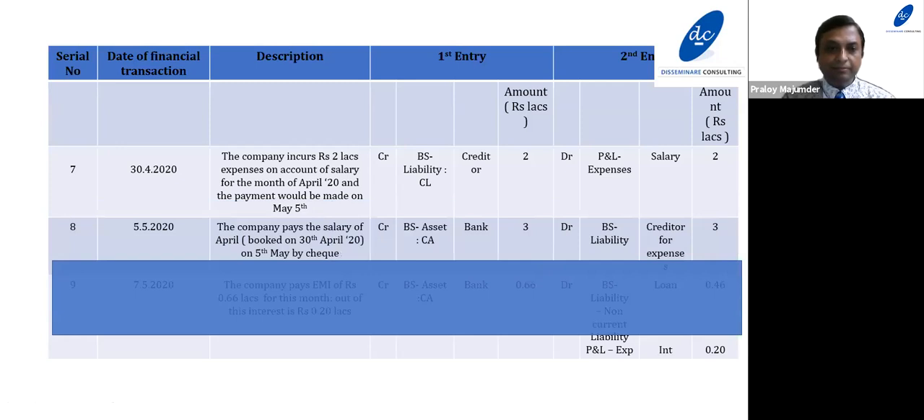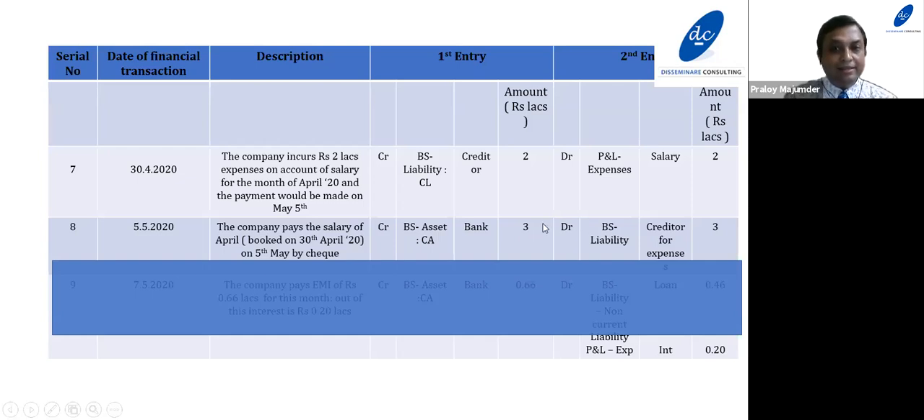So that's why debit, P&L expenses, salaries, 2 lakhs of rupees. Next, on 5th May 2020, the company pays the salary of April, booked on 30th April. That means this salary it is paying on 5th of May by check. So on 5th of May, it's an immediate outflow. Why? Because on 5th of May, it is paying by check. So balance sheet, asset, current assets, bank, because it's an immediate outflow in the form of a check. So that is the amount.